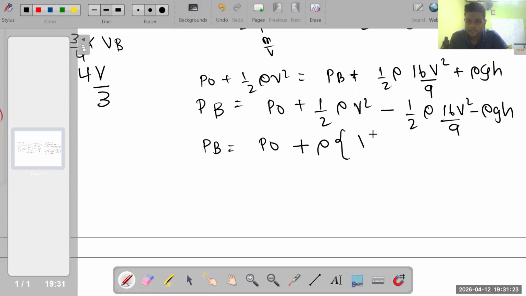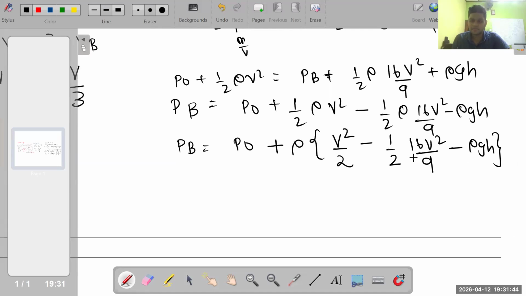So it will be V square divided by 2, minus half 16 V square divided by 9, minus rho GH. Now rho GH, for the time being, we can neglect because there's a sort of competition between this V square. We have to cancel this off because here there's V square, here there's V square.